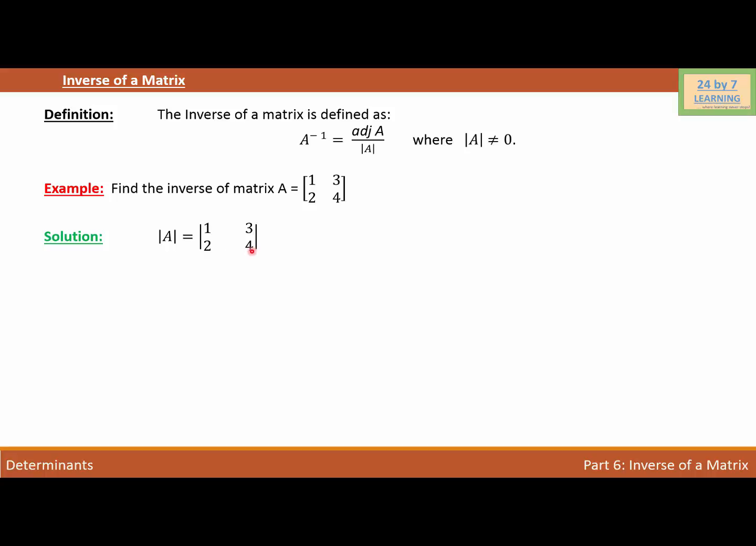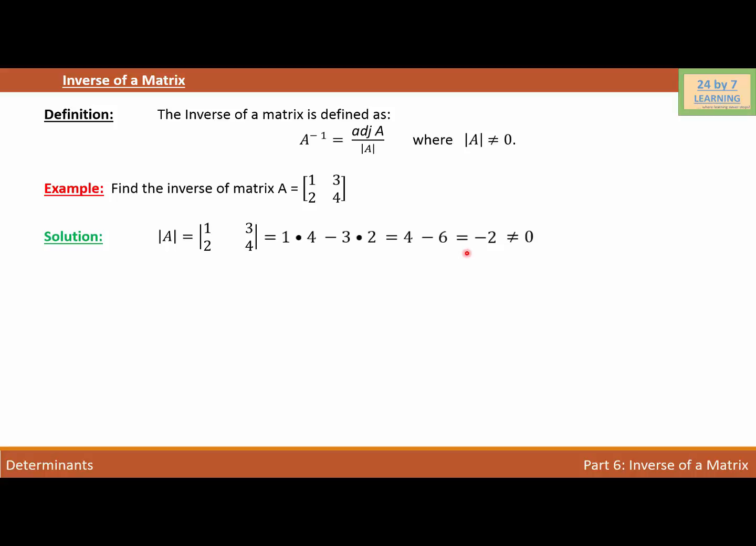We need to cross multiply the diagonal elements and the non-diagonal elements in order to find the determinant. So that is equal to 1 times 4 over here, minus 3 times 2, which is over here. 1 times 4 is 4 and 3 times 2 is 6. So 4 minus 6 is negative 2. Negative 2 is not equal to 0, so this is a non-singular matrix. It means that we can find the inverse of matrix A.